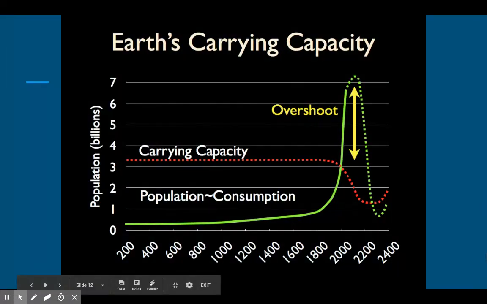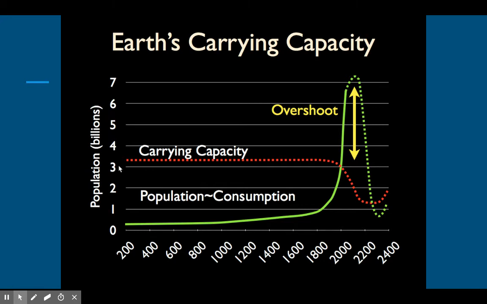Let's look at Earth's carrying capacity, and this is for the human population. It is believed we can have a little about 3.5 billion people, given all the resources that are on Earth. And as the human population continues to rise, especially since the Industrial Revolution, we have overshot that carrying capacity.